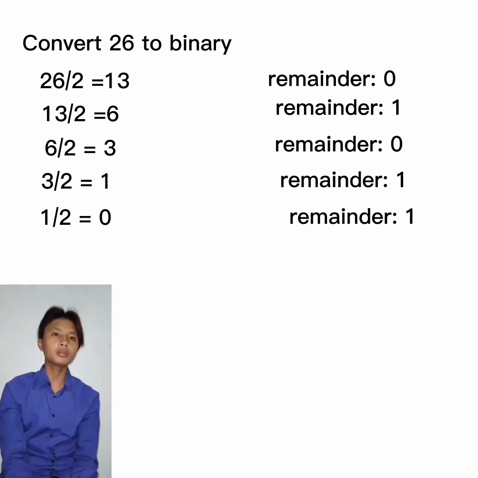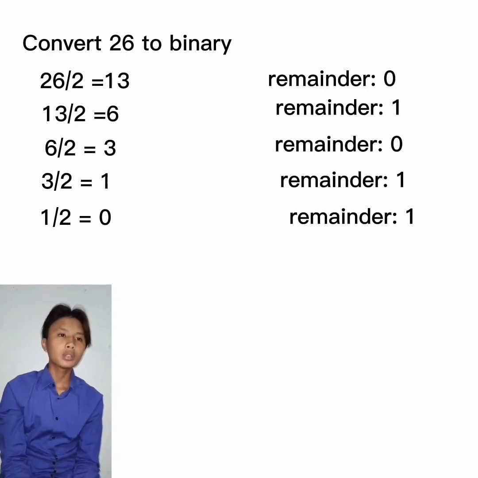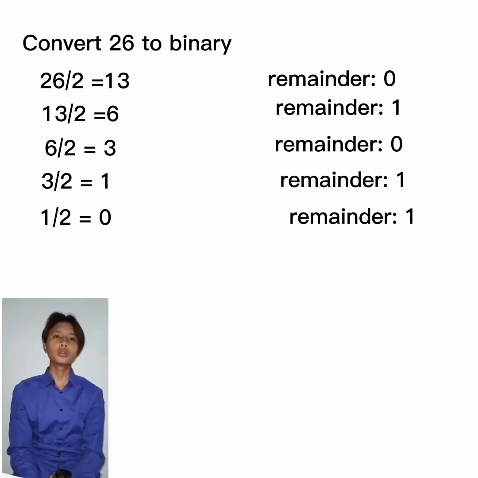So now we have 6. Divided by 2, that divides evenly and equals 3, with no remainder, so we write a 0. Then we divide 3 by 2. Well, we're running into the same issue. We take the 1 as a remainder, and then 2 goes into 2 one time.